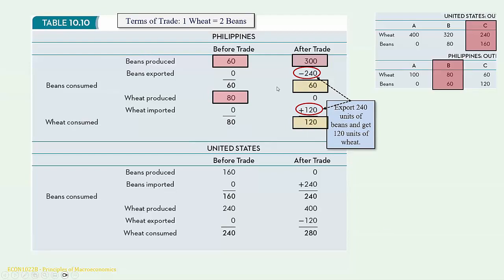So in this case, they're going to stick with their original 60 million bushels of beans, right? So in terms of beans, they're the same as what they would be if they didn't trade. But if you look at wheat, they're much better off, right? So instead of just having 80 million bushels of wheat, they would now have 120 million.